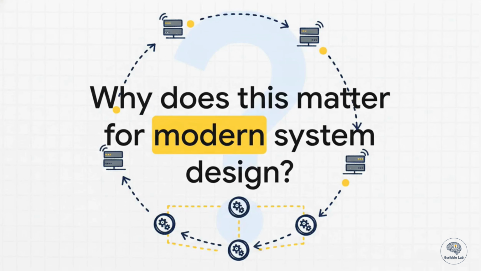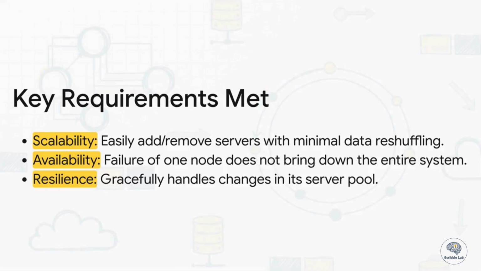Okay, let's step back for a second and bring this all together. Why have we gone through all this trouble? Why is consistent hashing such a fundamental pattern that every system designer needs to understand? Well, it's because it directly solves for some of the most critical non-functional requirements of any distributed system. It gives you true scalability because adding and removing servers is cheap and doesn't cause chaos. It improves availability because one node failing doesn't take everything down with it. And it creates resilience because the whole system can just gracefully adapt to constant change.